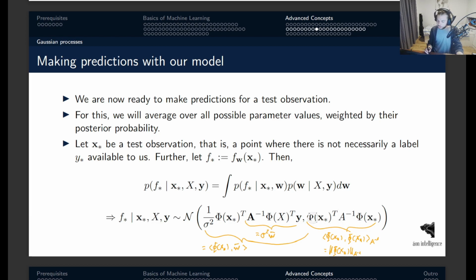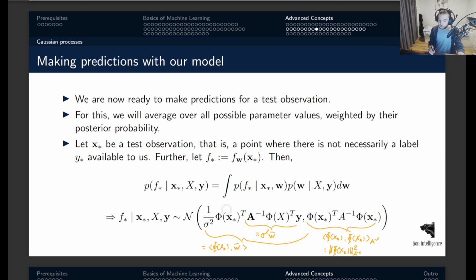And we have this expression where we multiply phi x star transpose from the left and phi x star from the right. And I hope you recall now that this, because this is a positive definite matrix, is an inner product parameterized by this matrix A inverse. And it's the inner product of these two vectors, and they are the same. So this is actually the squared magnitude of that feature mapped observation phi x star.